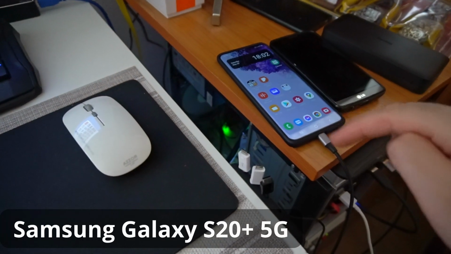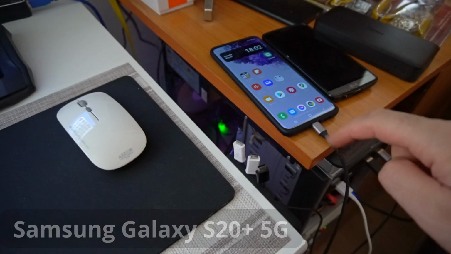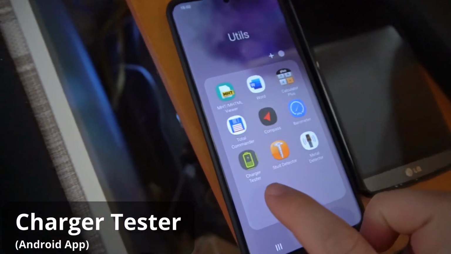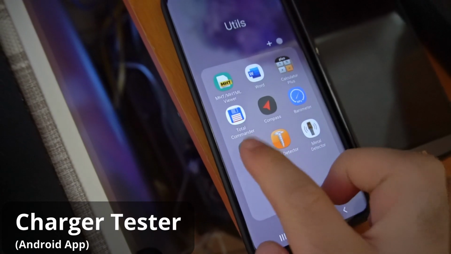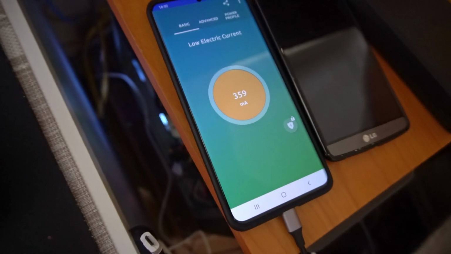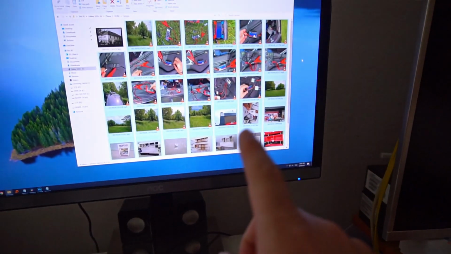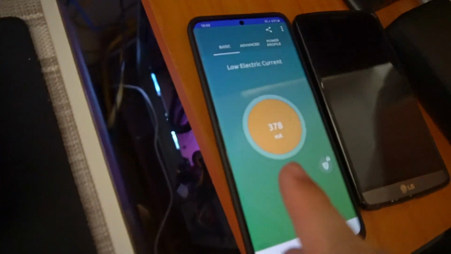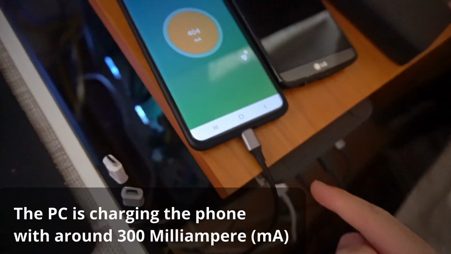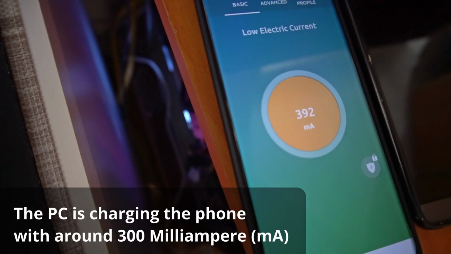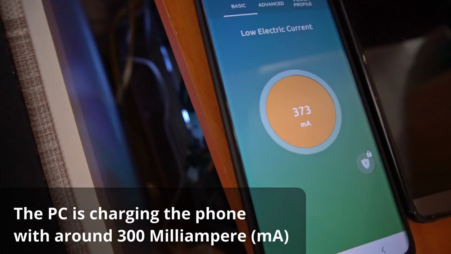So here's a smartphone, it's connected to the computer through the USB cable, and here's an application called Charger Tester. I want to see if it's charging the phone while I'm transferring the photos and videos which are on this phone onto the computer. Currently the computer is charging the phone with only 380 milliamps, 0.3 amps.